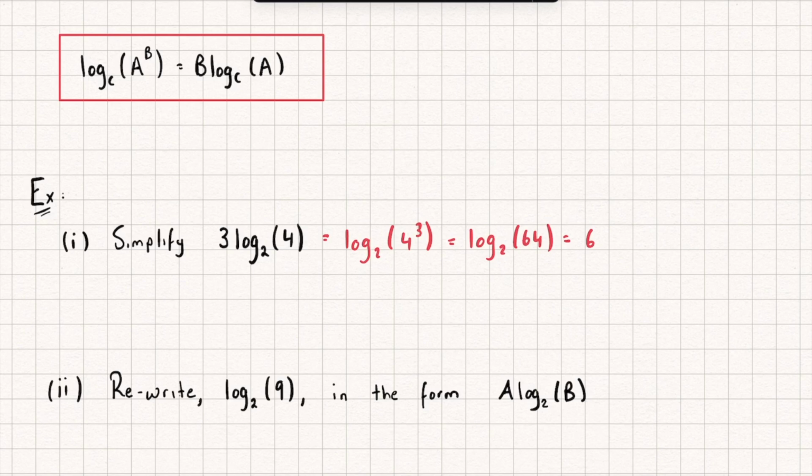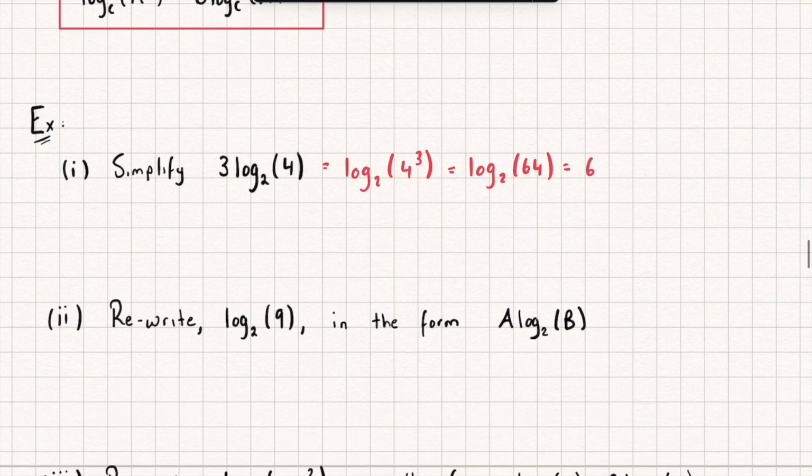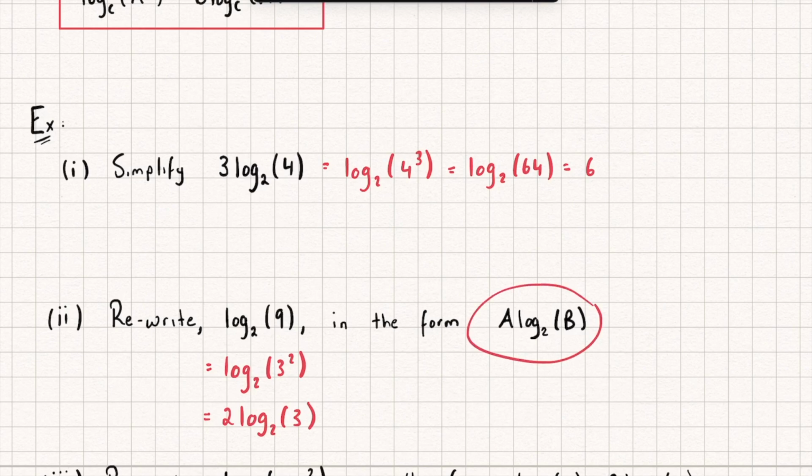The next one's a bit of a different type of question. We're asked to rewrite log base 2 of 9 in the form a multiplied by log base 2 of b, where a and b are just numbers we need to find. So the first thing I'm going to do is rewrite the 9 in this logarithm as 3 squared. So we've now got log base 2 of 3 squared, and then I'm going to use my power rule to bring the squared down to the coefficient. And I've now got 2 lots of log base 2 of 3. And now it's in this form here where our a is 2 and the value of b is 3.